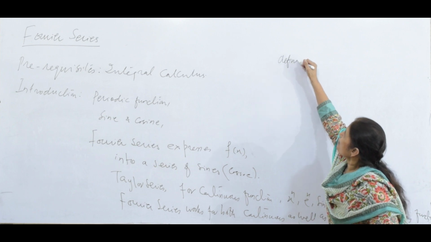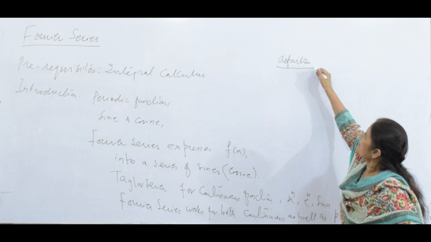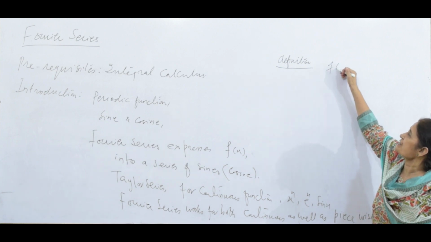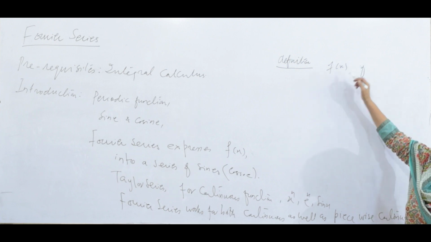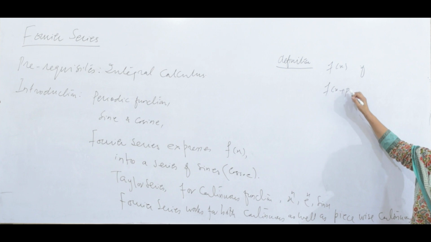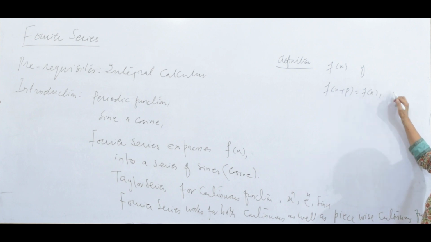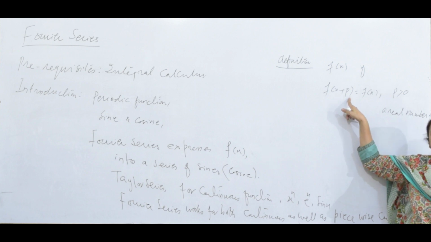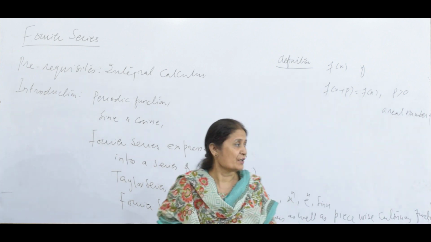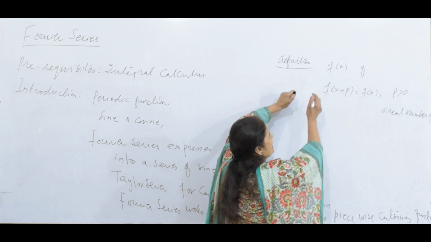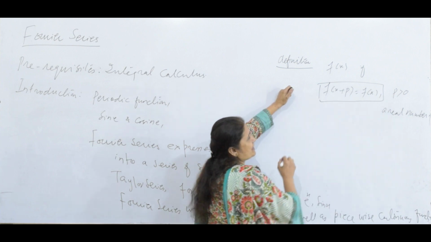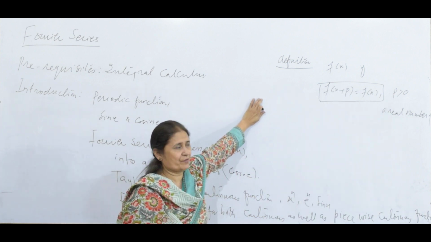Definition, let me write down the periodic function. A function f of x is said to be periodic if it satisfies f of x plus p is f of x, where p is greater than 0, a real number. So p is the period of the function. This function is defined for all x as well as it should satisfy this equation. If this equation is satisfied, then we say f of x is a periodic function.